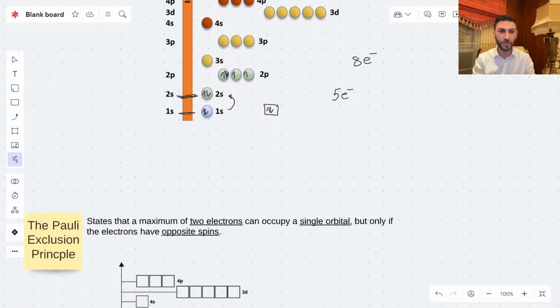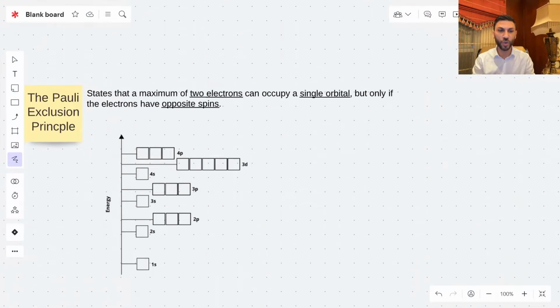All right. The second principle is called the Pauli exclusion principle, and it states that a maximum of two electrons can occupy a single orbital, one orbital, but only if the electrons have opposite spins.